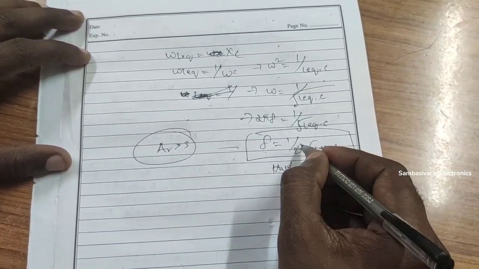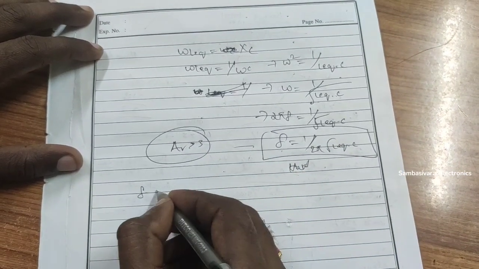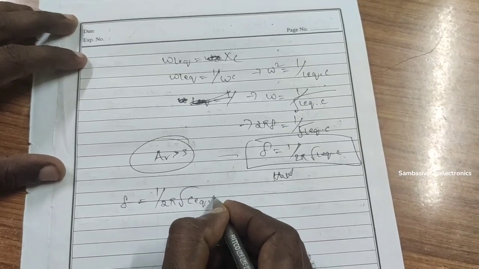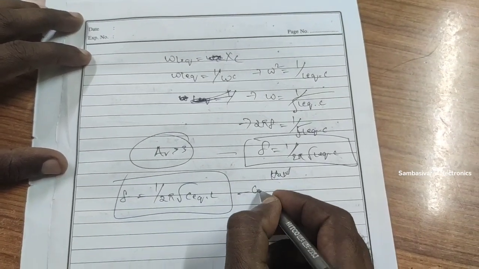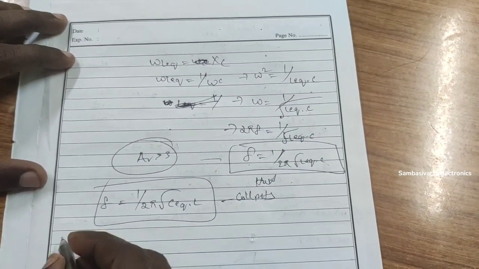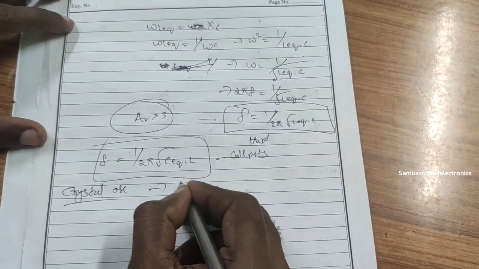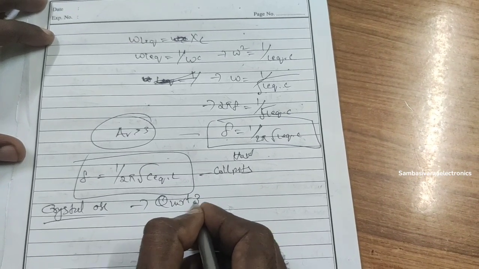Similarly, the condition for sustained oscillation is A greater than 3. Simply, we can write the Colpitts oscillator frequency as 1 by 2 pi root of C equivalent into L. This is the frequency for the Colpitts oscillator. Now we move on to the crystal oscillator.